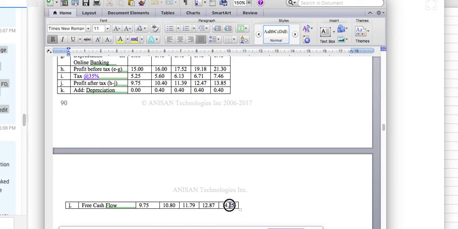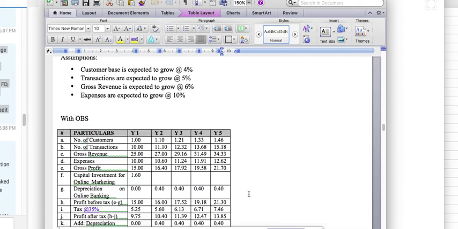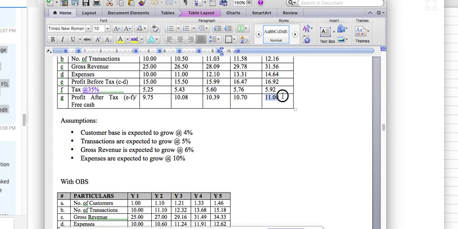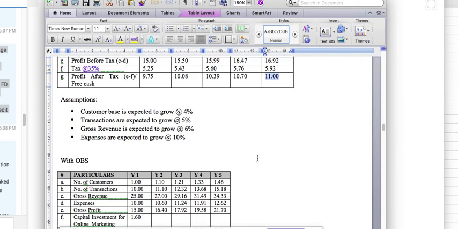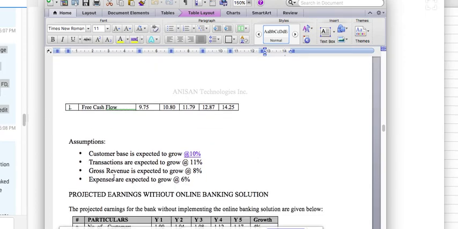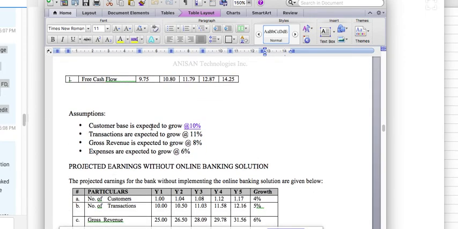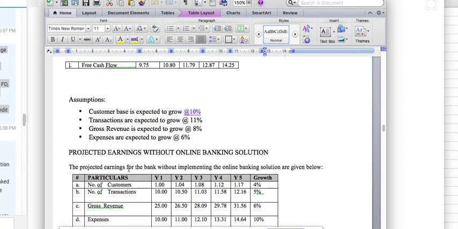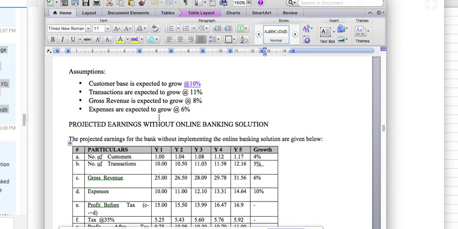So this is where you have to basically quantify. It is 14.25 with online banking solution, and here it is 11%. So you are talking about close to 5% extra growth. Okay. An assumption we have mentioned here, the customer base is expected to grow 10%, transactions are expected to grow 11%, gross revenue expected to grow, and expenses, all that is mentioned here.